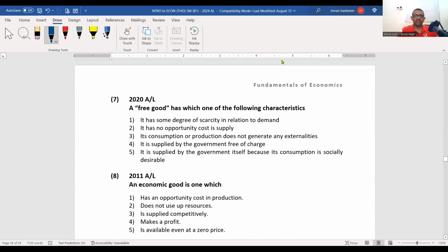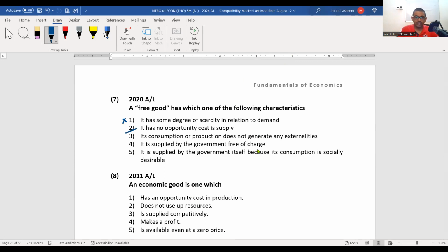2020, a bit of a recent paper. A free good has which one of the following characteristics? Remember, free good. The fundamental thing we used was opportunity cost, economic, non-economic, right? So free goods, we said, have 0 opportunity cost. Know that concept, no opportunity cost. Has some degree of scarcity? No. If it's a free good, a non-economic good, it can't have scarcity. It has no opportunity cost. That's technically spot on and correct.